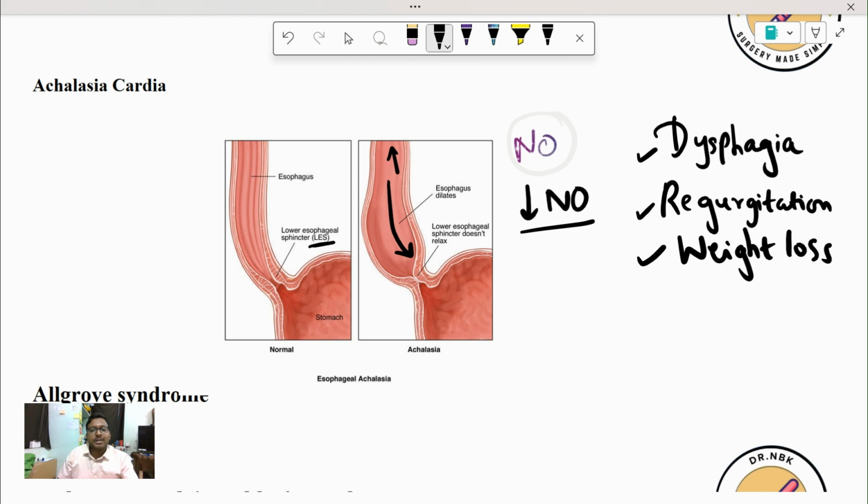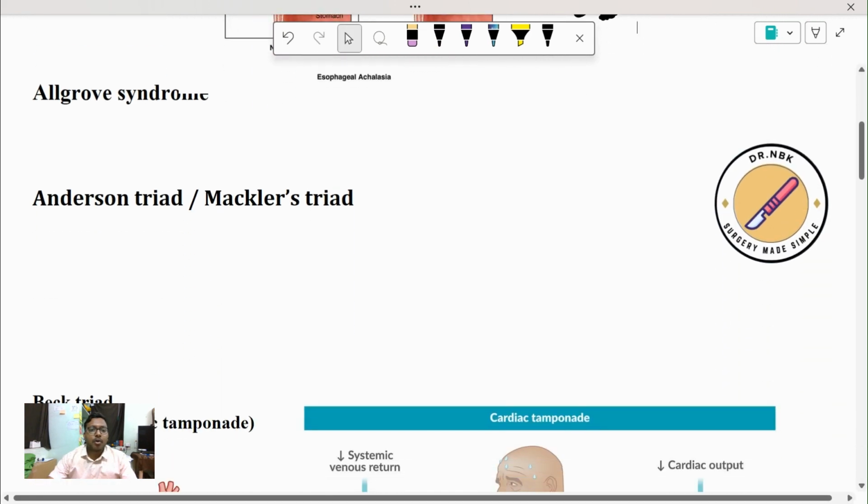So these are the three classical features seen in achalasia cardia. This is the classical triad we see. So you can remember them with mnemonic DRW. D for dysphagia, R for regurgitation, W for weight loss. Okay, right. Moving to the next one, Algrove syndrome.